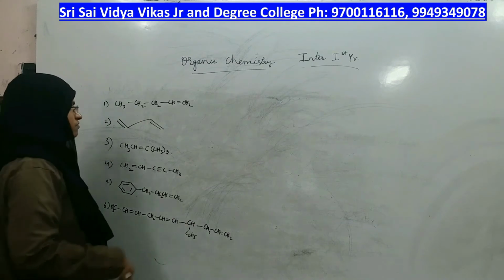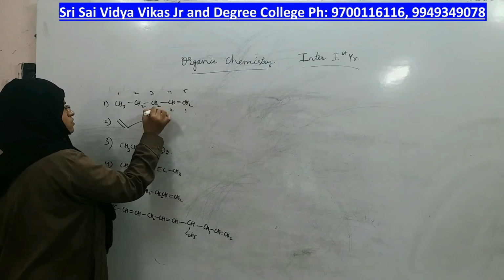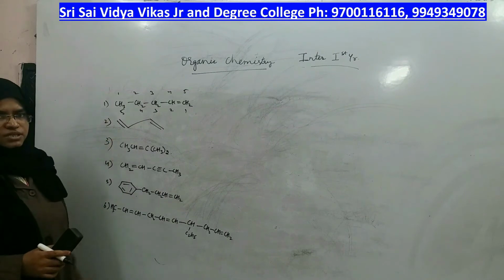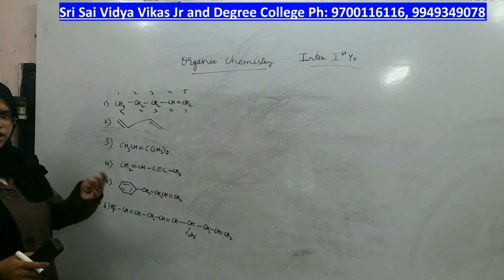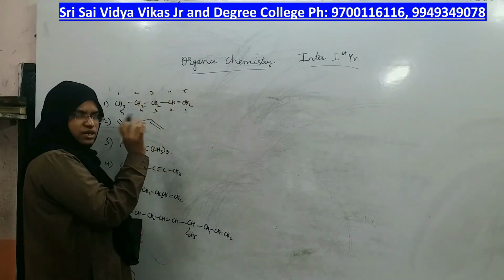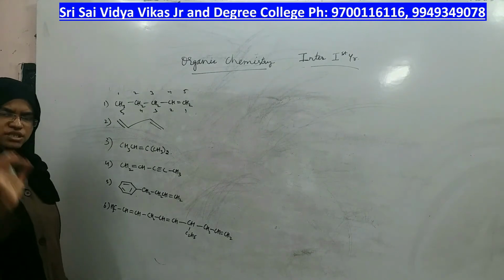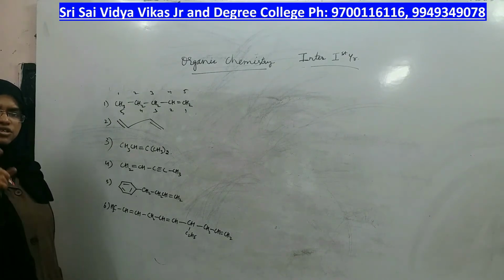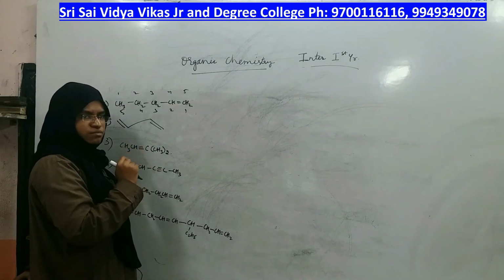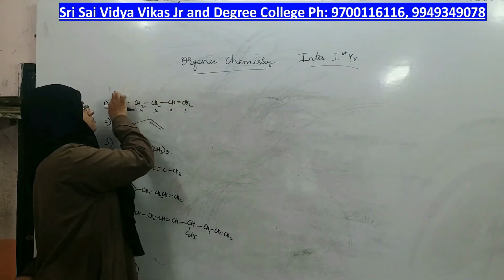Right. Give numbering. From which side I can give numbering? 1, 2, 3, 4, 5. 1, 2, 3, 4, 5. Which one is correct? Is there any functional group in this compound? Alcohols, aldehydes, ketones, that is not there, but there is a double bond present, right? Double bond or triple bond is present means you should give priority to that double bond or triple bond, and you should give numbering in such a way that double bond containing carbon should get the least possible number. So this numbering is correct and not the other one.